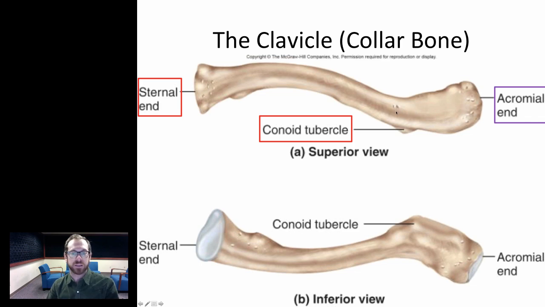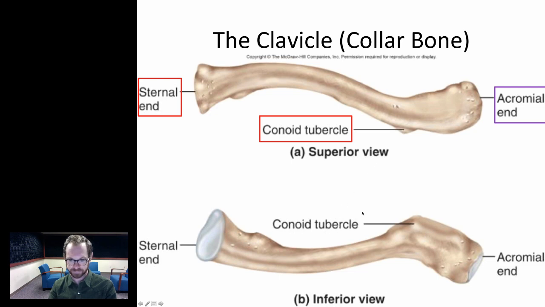So we know lateral versus medial. We still need to know what is superior, inferior, or proximal distal. And the conoid tubercle is going to help us determine that. The conoid tubercle is going to be inferior, and so it's always going to be on the underside of this collarbone, the clavicle, excuse me.